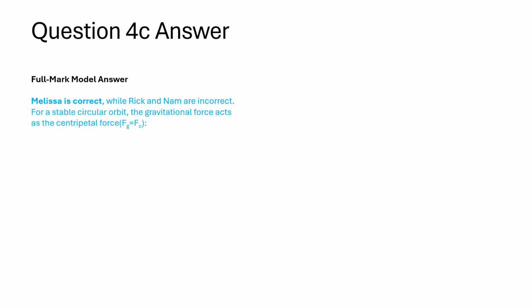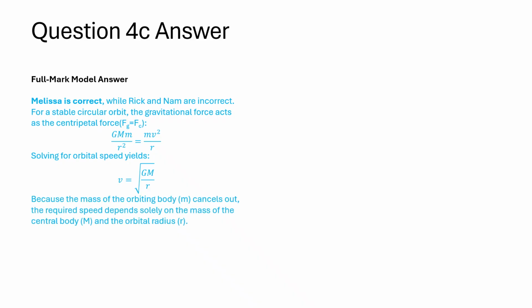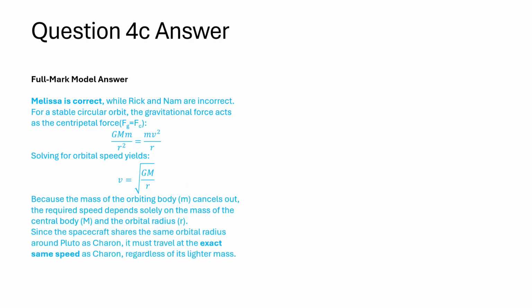Full mark model answer. Melissa is correct, while Rick and Naam are incorrect. For a stable circular orbit, the gravitational force acts as the centripetal force. Solving for orbital speed yields the result. Because the mass of the orbiting body, m, cancels out, the required speed depends solely on the mass of the central body, M, and the orbital radius, r. Since the spacecraft shares the same orbital radius around Pluto as Charon, it must travel at the exact same speed as Charon, regardless of its lighter mass.